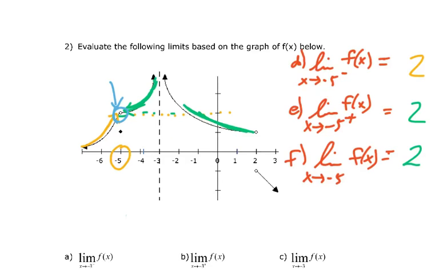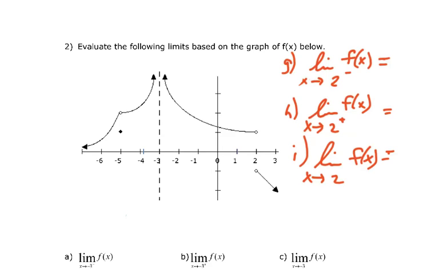Just remember, I don't need my overall limit to exist. Excuse me, I apologize. Let me backtrack. The limit can exist overall even if there's no point plotted, even if it's that open circle. The overall limit can still exist because I'm just looking at how I'm approaching from the left and the right-hand side. Am I approaching the same value? Which in this case, I am. All right, let's move on to the next ones.